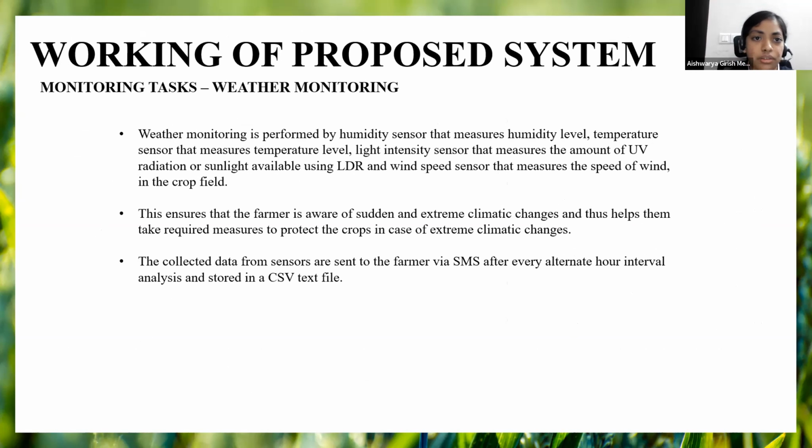So the system actually performs three monitoring tasks. The first one is the weather monitoring task. So in this task, it uses several sensors to sense the humidity, temperature, light intensity, and the wind speed. So this helps the farmer, because if there are any extreme climatic conditions, they will be immediately alerted through an SMS alert. So the data analysis is done every alternate hour, and also the data will be stored to a text file for future use.